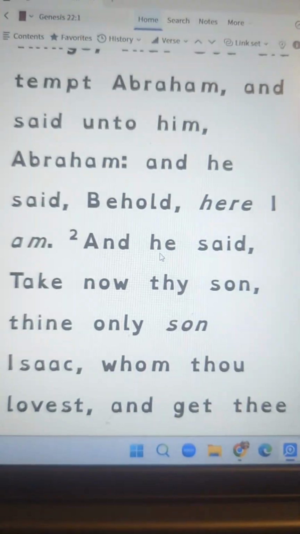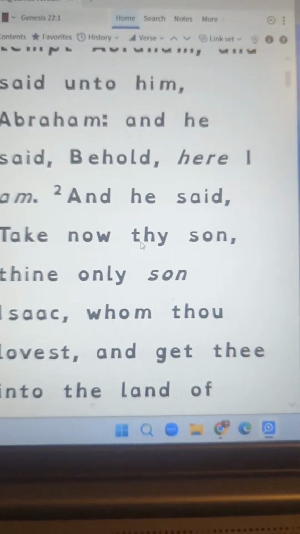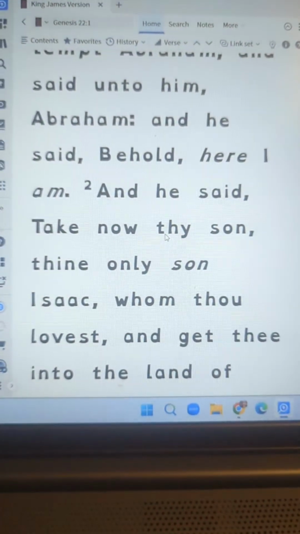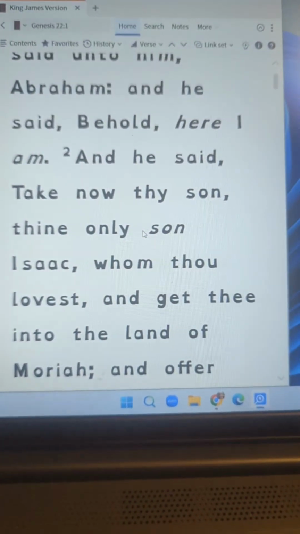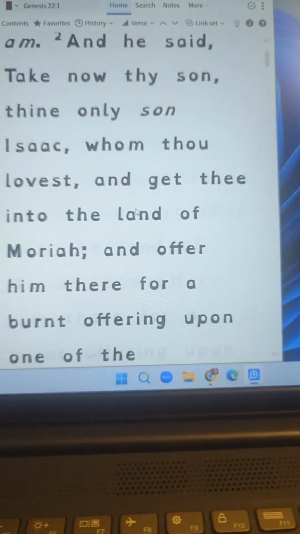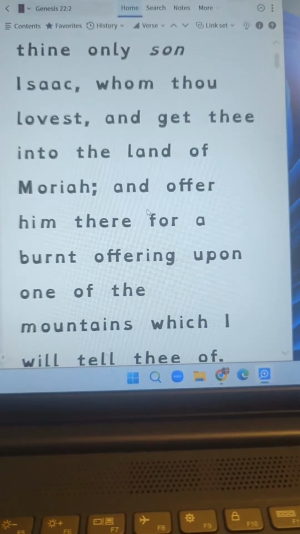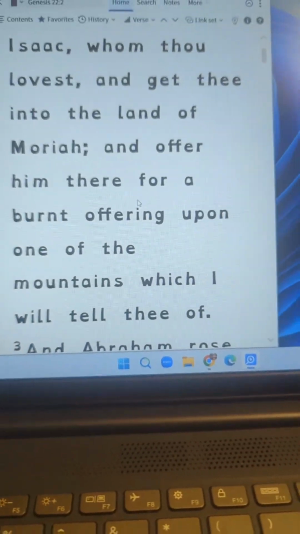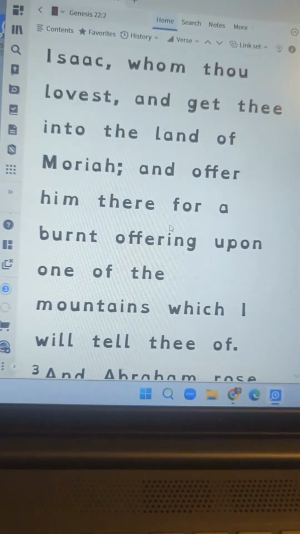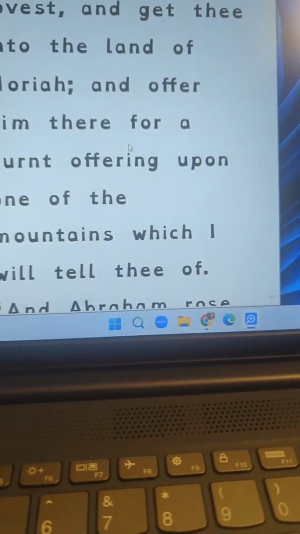Okay. Let's look at verse 2. And he said, Take now thy son, thine only son, Isaac, whom thou lovest, and get thee into the land of Moriah, and offer him there for a burnt offering unto one of the mountains which I will tell thee of. This same mountain probably is where Jesus was put on the cross and died. Okay, awesome.